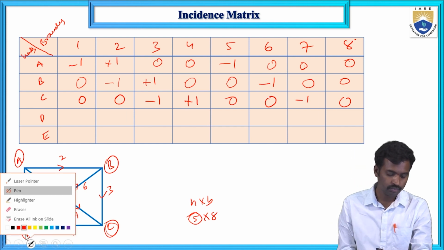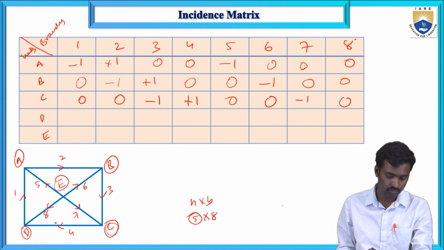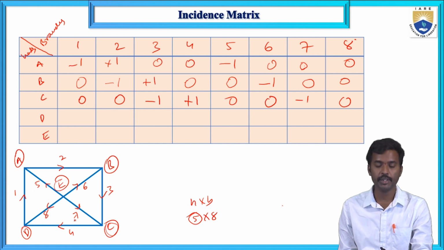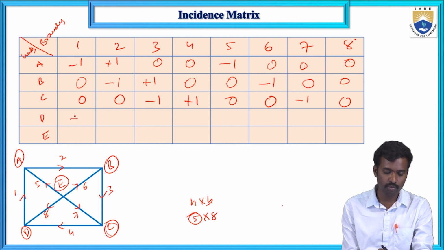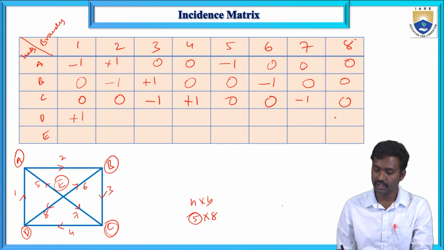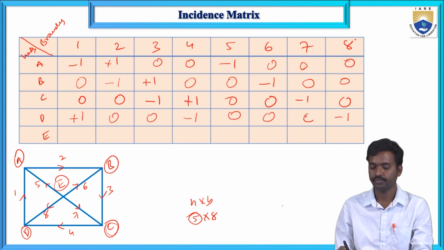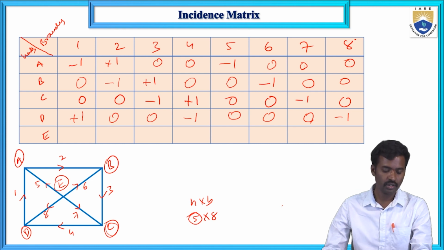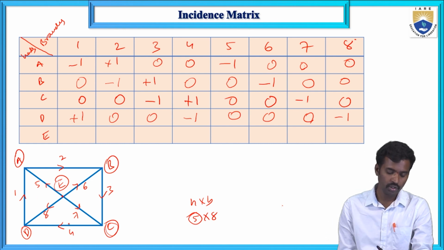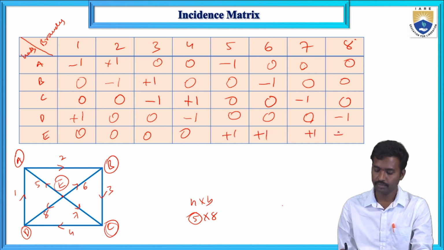Next for node D, 1, 4, 8 are the associated elements. The remaining elements are not associated. 1 is leaving away from the node, which means +1, and 8 is entering the node, which means -1, and the 4th is entering the node, which means -1. The remaining elements are 0. Next, node E: 1, 2, 3, 4 are not associated and 5, 6, 7, 8 are leaving away from the node, +1.